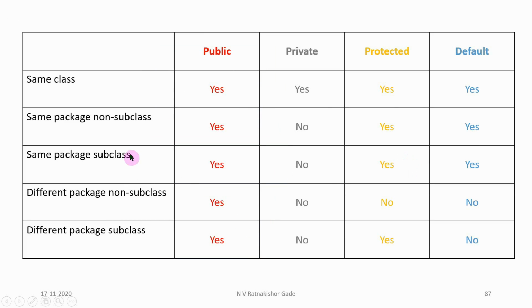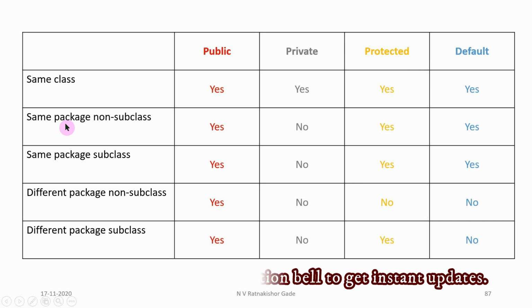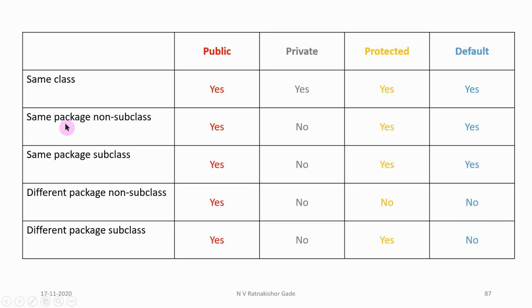By considering all these things, I have summarized everything in this table. If you want to have the visibility of the same class, we can use all the 4 different types of access modifiers. If the visibility is the same package but non-subclass, here we can have public, protected as well as default access modifiers. We cannot use private here because both are not present in the same class.